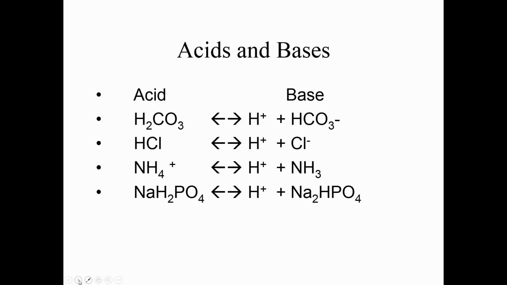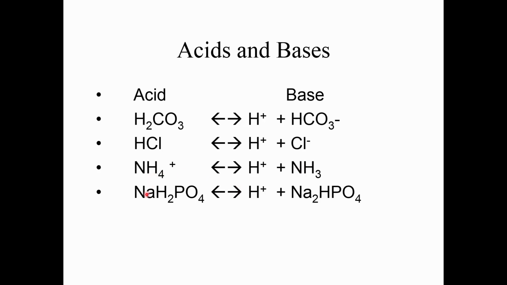So hopefully you learned at some point that an acid is a proton donor and a base is a proton acceptor. For example, we have carbonic acid. When it donates its proton, it becomes the base form, which is bicarbonate. Here we have hydrochloric acid. Hydrochloric acid is considered to be a strong acid because it nearly fully dissociates, so it donates its proton and leaves behind a chloride ion. Ammonium ion is in the acidic form. When it donates its proton, it becomes ammonia, which is a base.